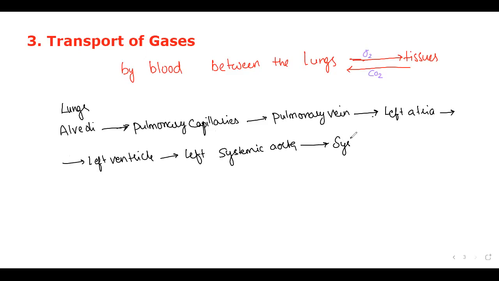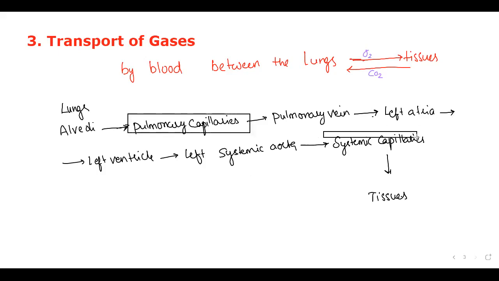Here we have to introduce one more capillary at tissues. We call the capillaries at tissues systemic capillaries. So do remember these two new things here. One is pulmonary capillaries: blood capillaries at lungs are called pulmonary capillaries, and blood capillaries at tissues we call systemic capillaries. So this is the journey, transport of gases by the blood between the lungs and tissues and tissues to lungs.